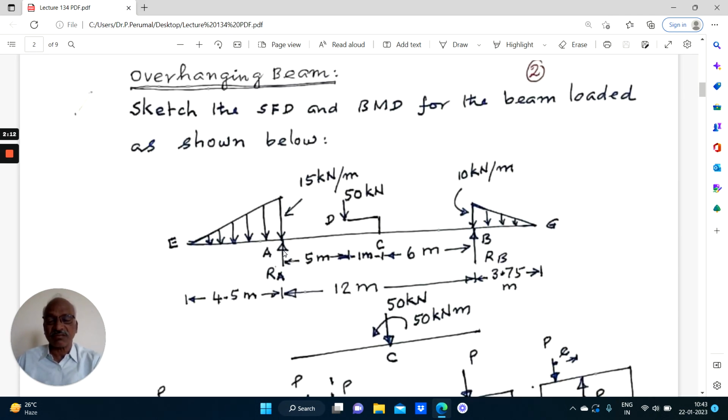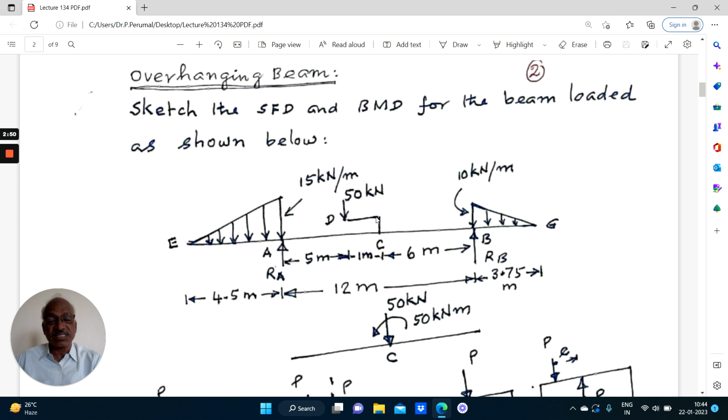A problem between the supports, the distance is 12 meters. On the left hand side, you have overhang of 4.5 meters. On the right hand side, you have an overhang of 3.75 meters. The left side, AE, is loaded with uniformly varying load, varying from 0 to 15. Here it varies from 0 to 10. That is about the loading. And here at the center of AB, we have a bracket in which a load is applied at a distance of 1 meter from C, 1 meter from C.